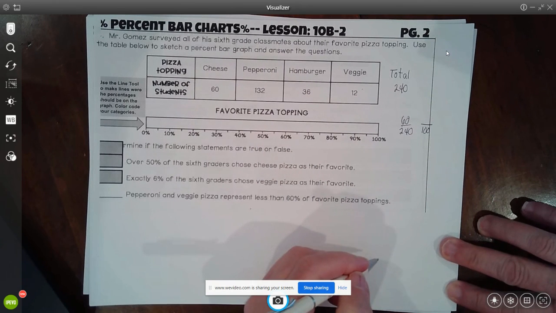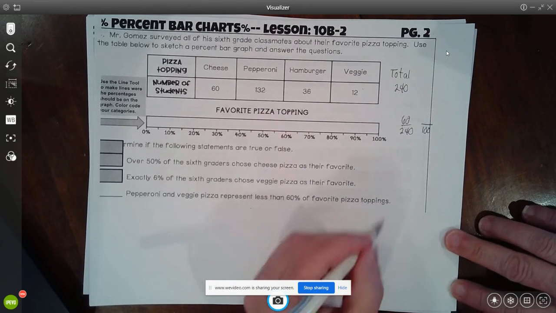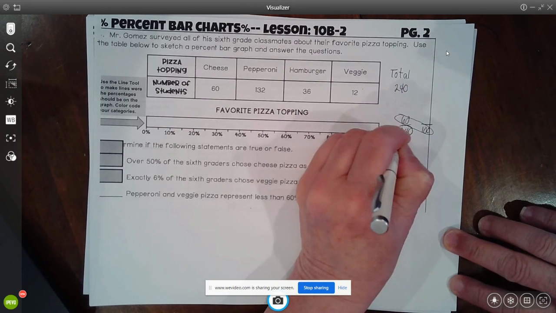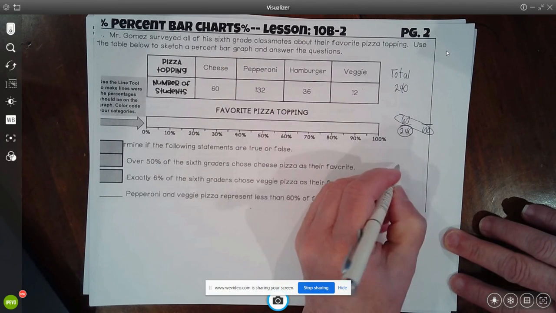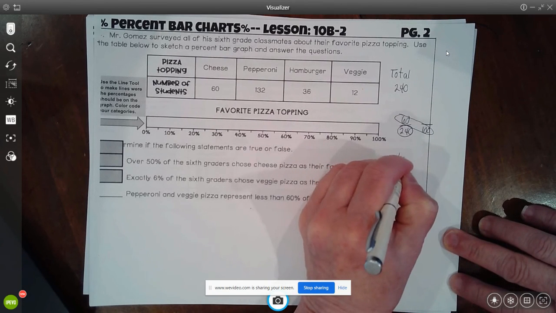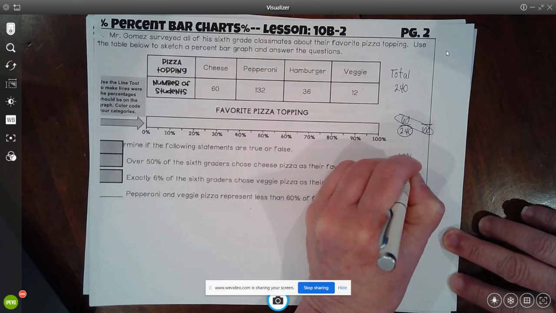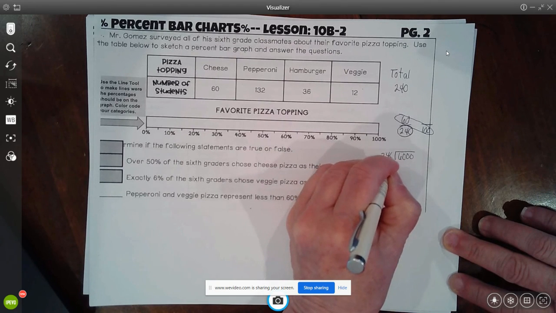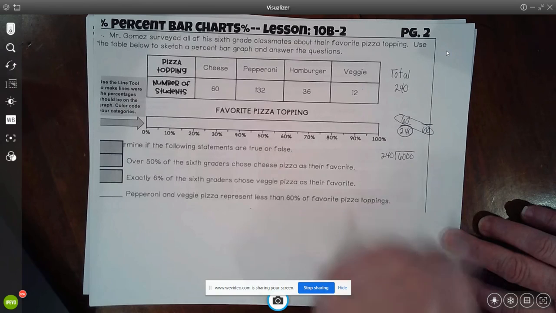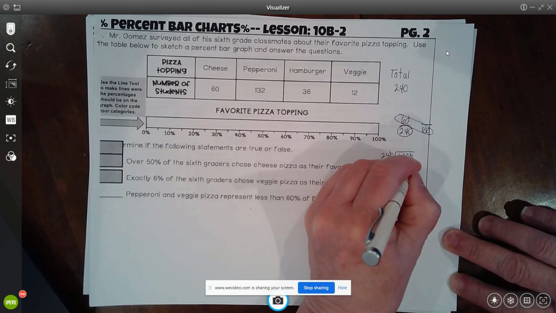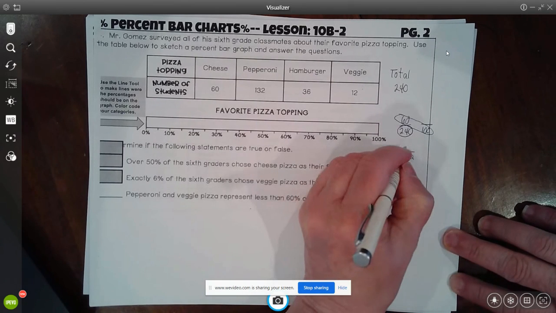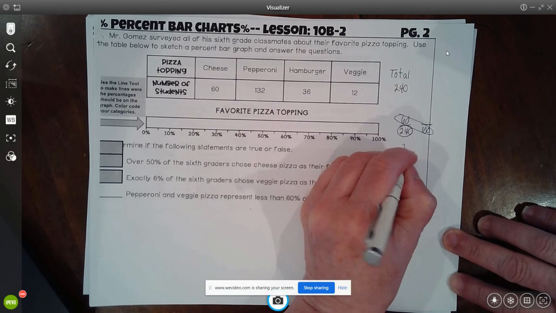Now I can do it a couple of ways. I can do what we've been doing, cross multiply and divide. And I'm going to go ahead and do that. 6,000 divided by 240. If I divide by 10 on both of those, it's like dropping a zero. So really I'm dividing 24 into 600. And 24 goes into 60, what, 2 times would be 48.